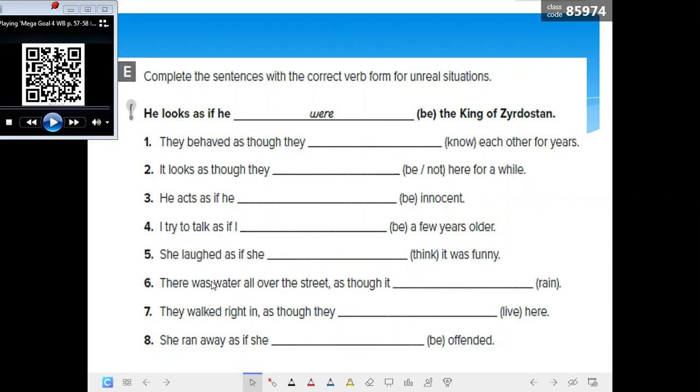Give me your own answers. I want you to read the sentences in a correct way, think carefully, and give me the right answers. But I want to remind you that if the verb before as if or as though is in the present, we use the past simple after them. And if the verb before as if or as though is in the past, we use the past perfect after them. Okay?